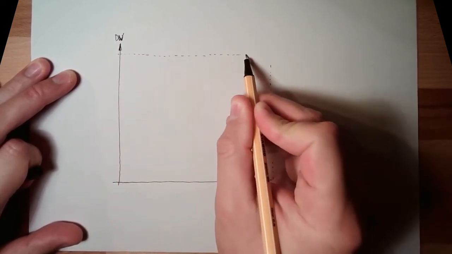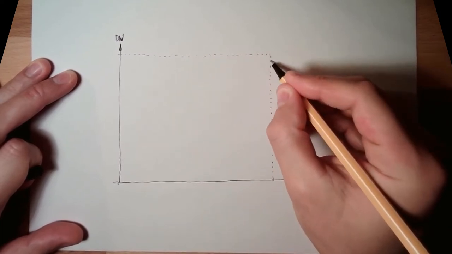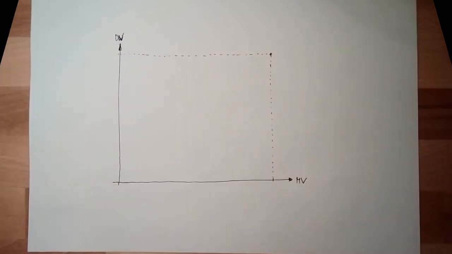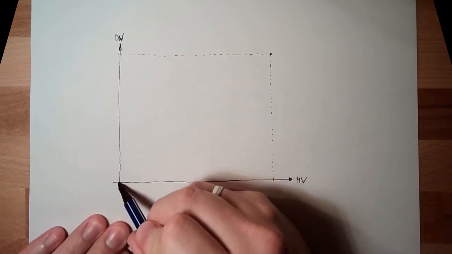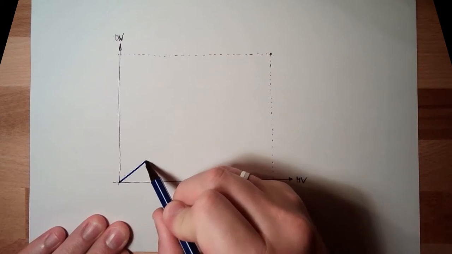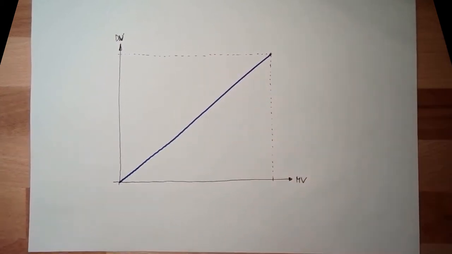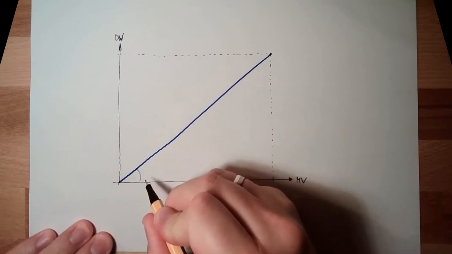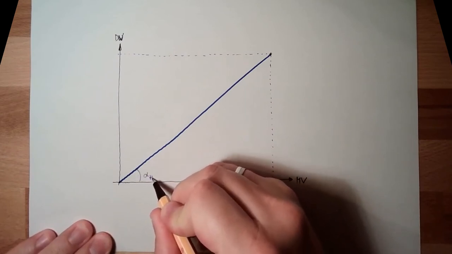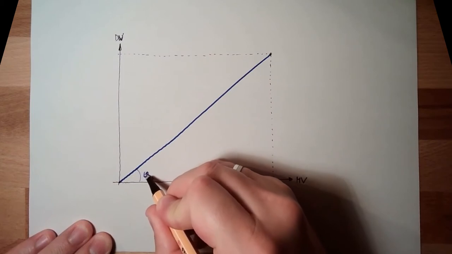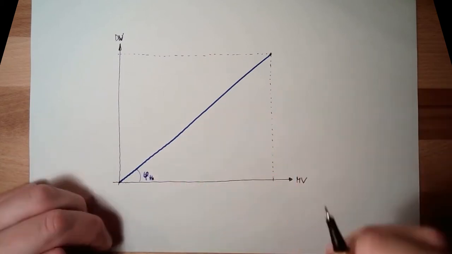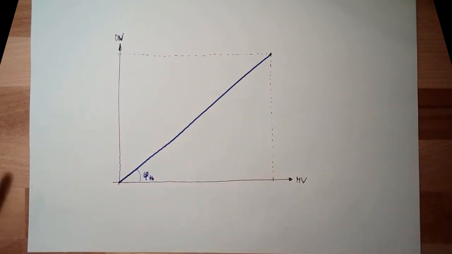somewhat like this, 0, 0. A linear line with a certain steepness. Let's call it phi theoretical. That's the theoretical curve. Okay.